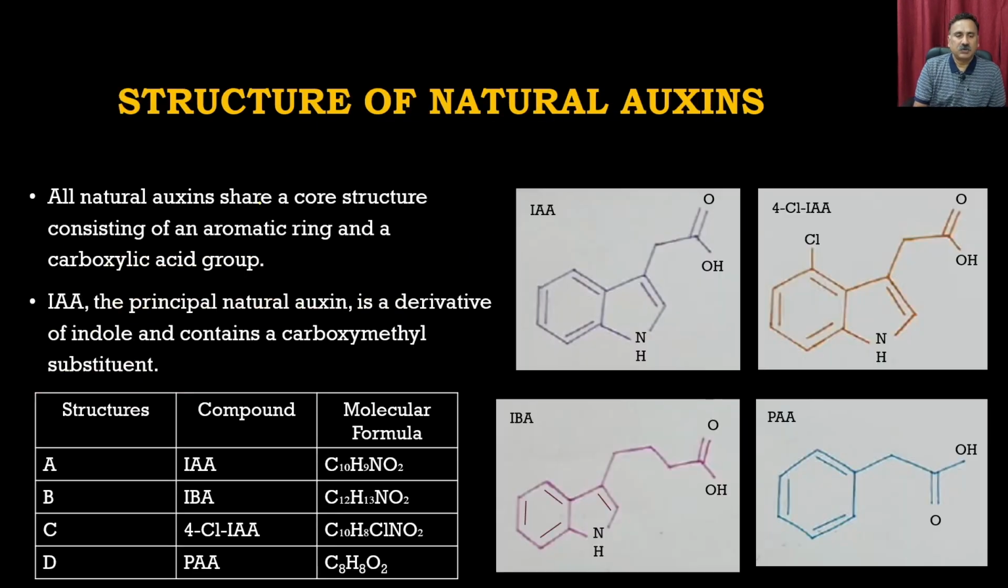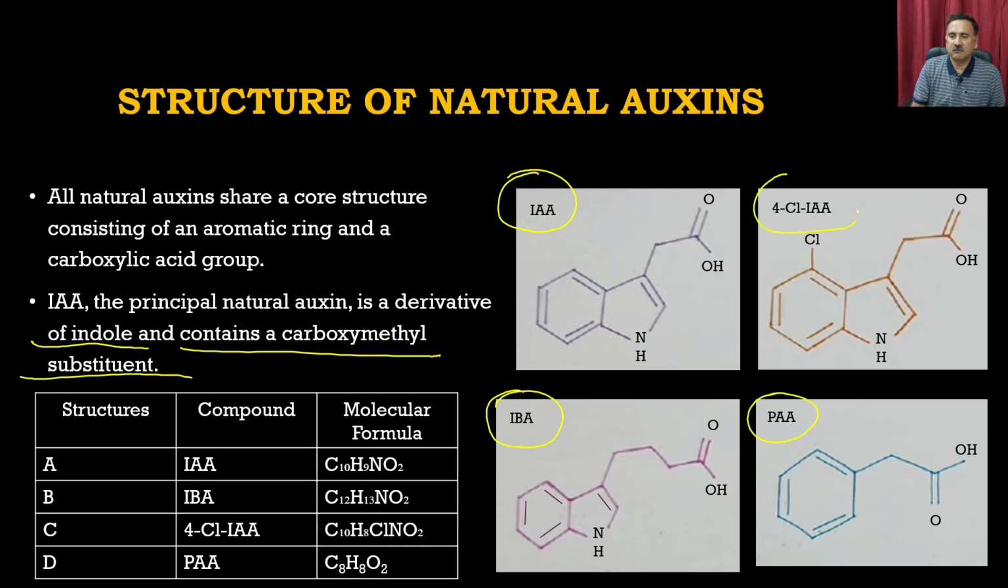And all these natural compounds have an aromatic ring because they are all derived from tryptophan, right? So they are derived from indole and contain a carboxymethyl substituent. So this is the structure of IAA, this is the structure of IBA, this is the structure of PAA, and this is the structure of 4-chloroindole acetic acid. So you have indole acetic acid, IBA, 4-chloroindole acetic acid, and PAA, and this is the molecular formula, and this is the structure.